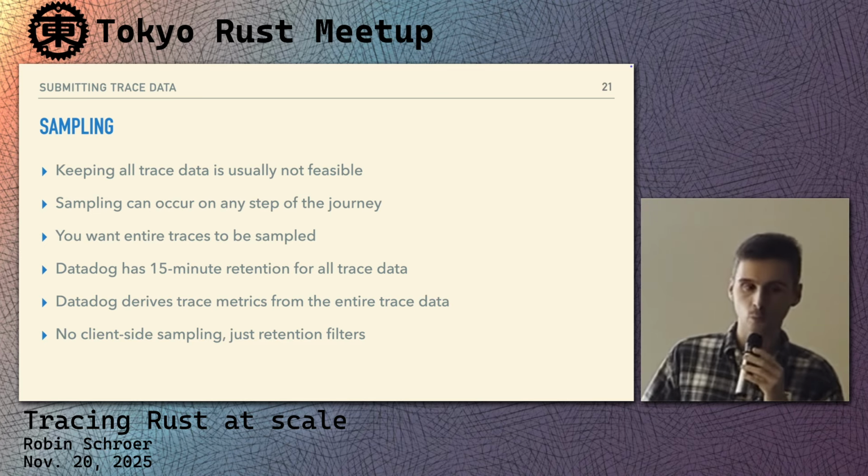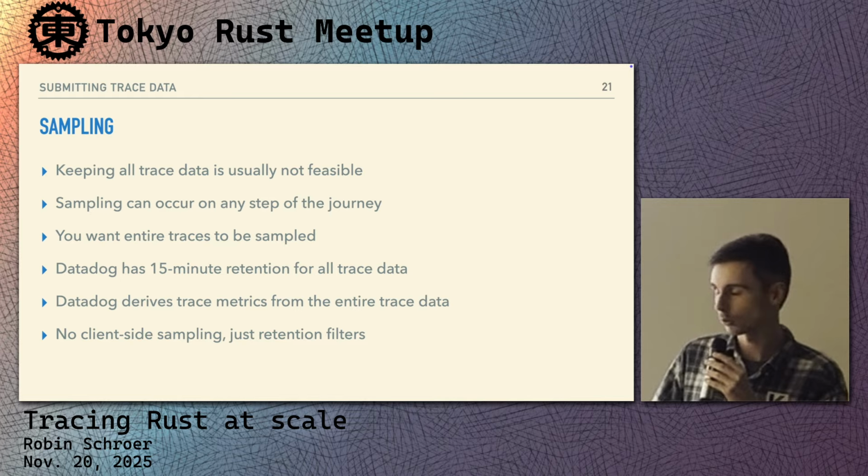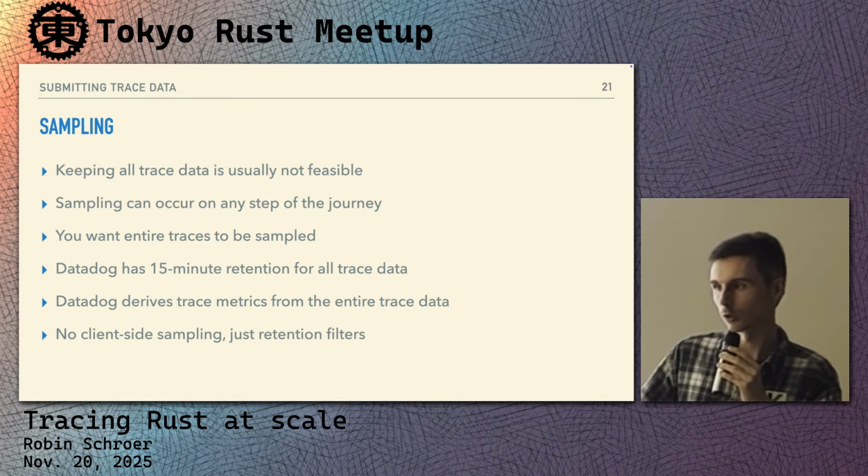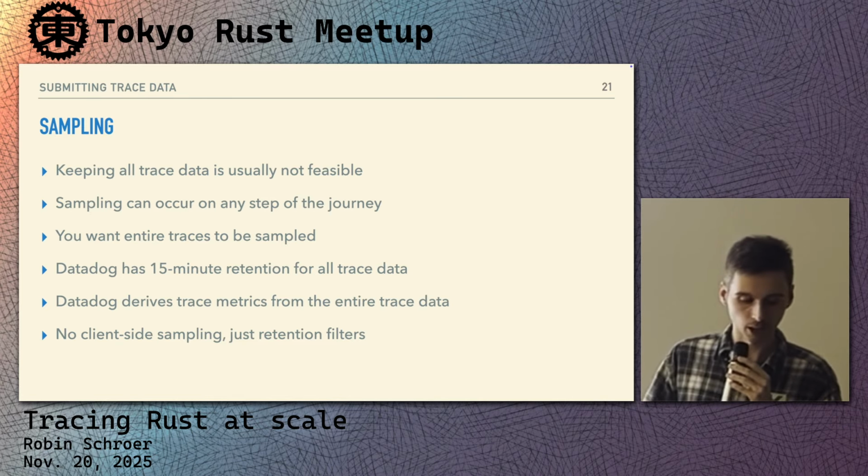So the way Datadog wants you to be using this is to not do any client-side sampling, just use the retention filters, get all the data for 15 minutes, and then only keep a section of it for say like a couple of weeks.